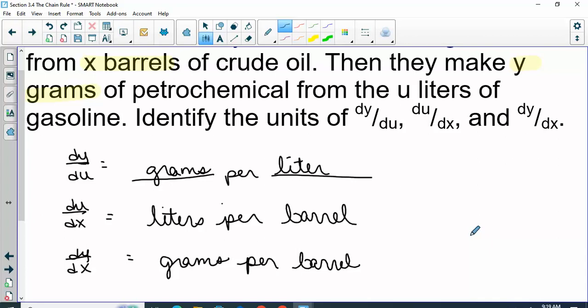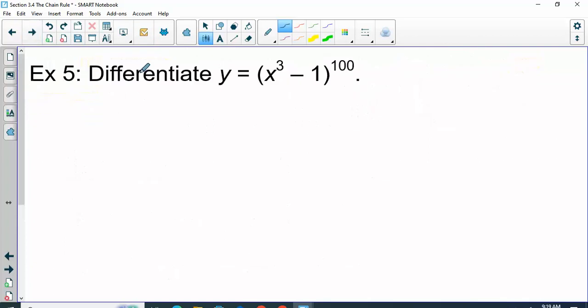Any questions on that one? I want you guys to try the next few examples on your own. So I'm just going to give you a few minutes, work as far as you can, see how many you can get done, and then we'll start checking them.